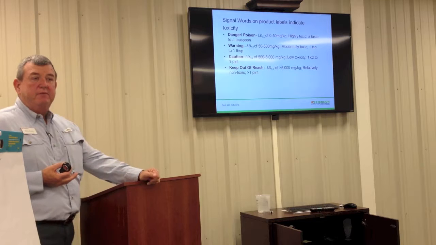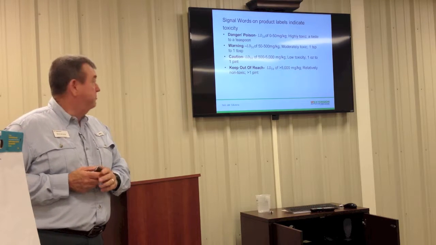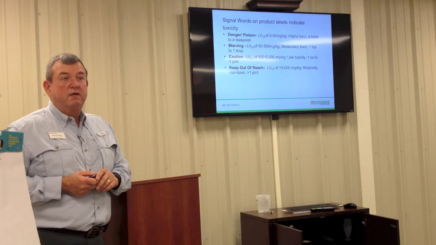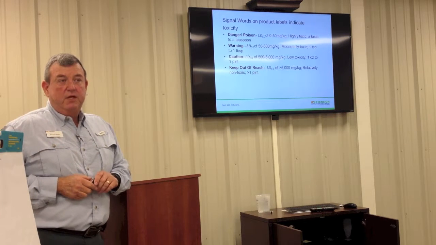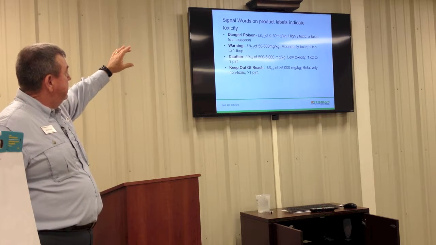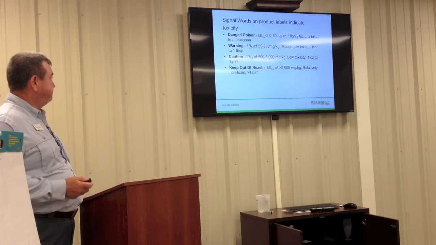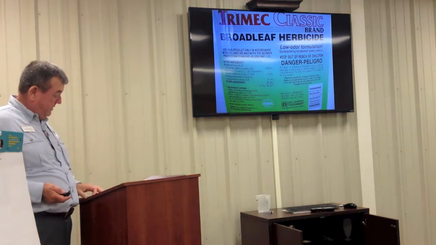Keep in mind, if somebody was to package water and sell it as a pesticide, it would by law have to carry that keep out of the reach symbol on it, because all pesticides have to have a signal word that indicates their relative toxicity. So the most toxic is up here at the top. And if you see any word, danger, warning, caution, or keep out of the reach, that gives you an idea of what kind of toxicity you're looking at.